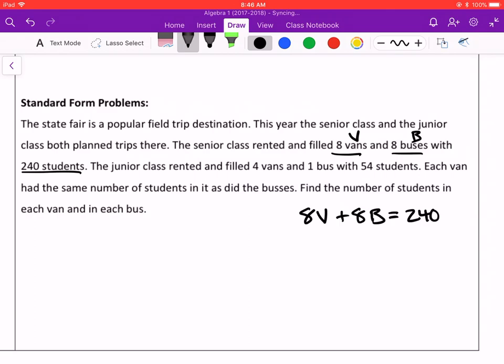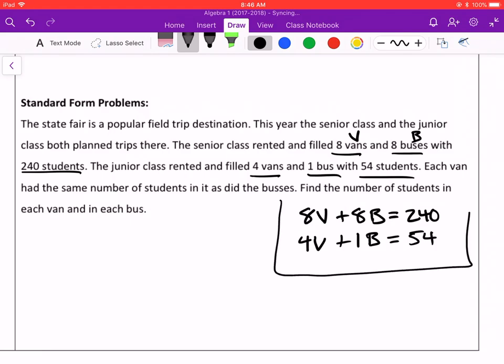The junior class, so this is another equation, the junior class took 4 vans, 4V, and 1 bus, 1B, to transport 54 students. Each van had the same number of students in it as did the buses. Find the number of students in each van.